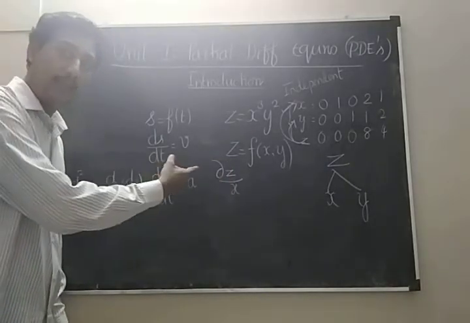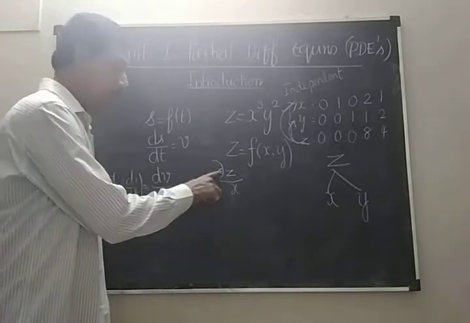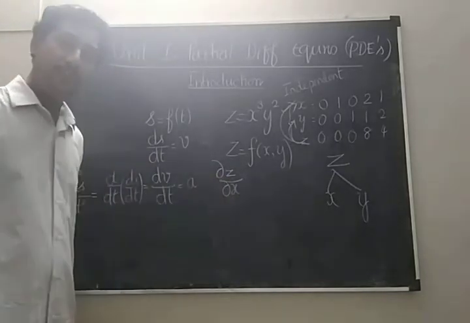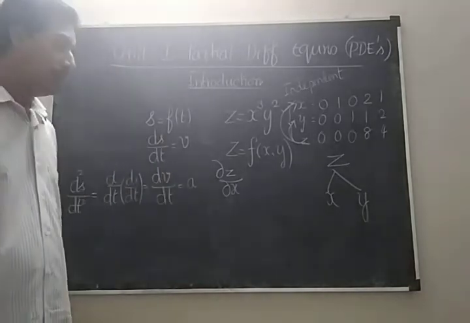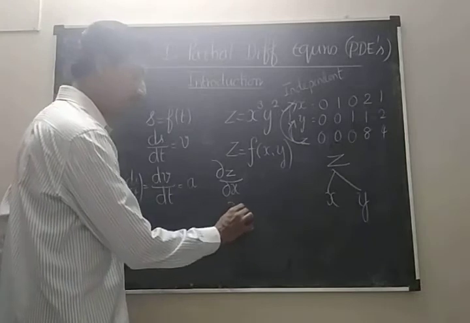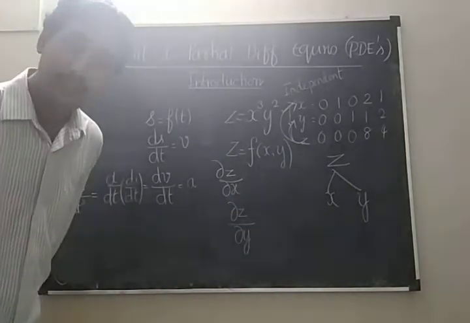Partial means a slight bending, so it's called a dou. Dou z by dou x. So when we differentiate z with respect to x, we assume that y is a constant. At the same time, when we differentiate z with respect to y, we assume that x is the constant.